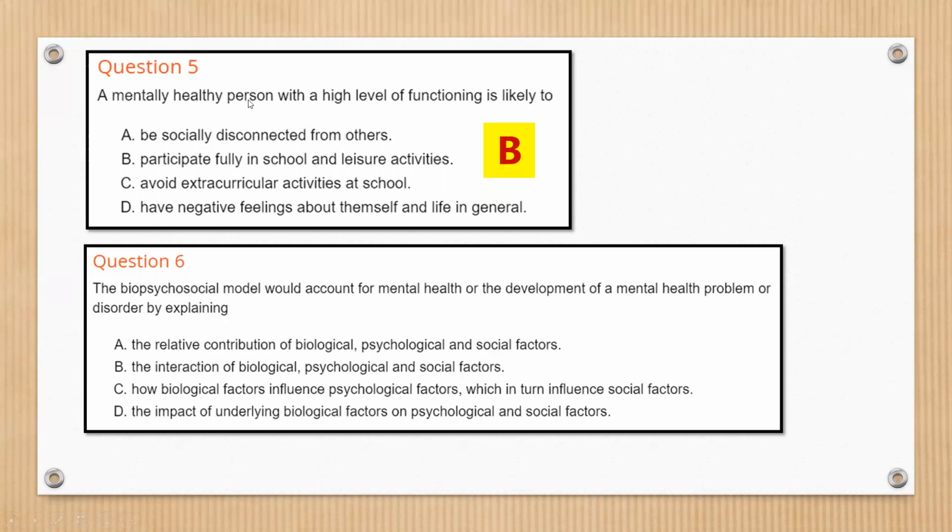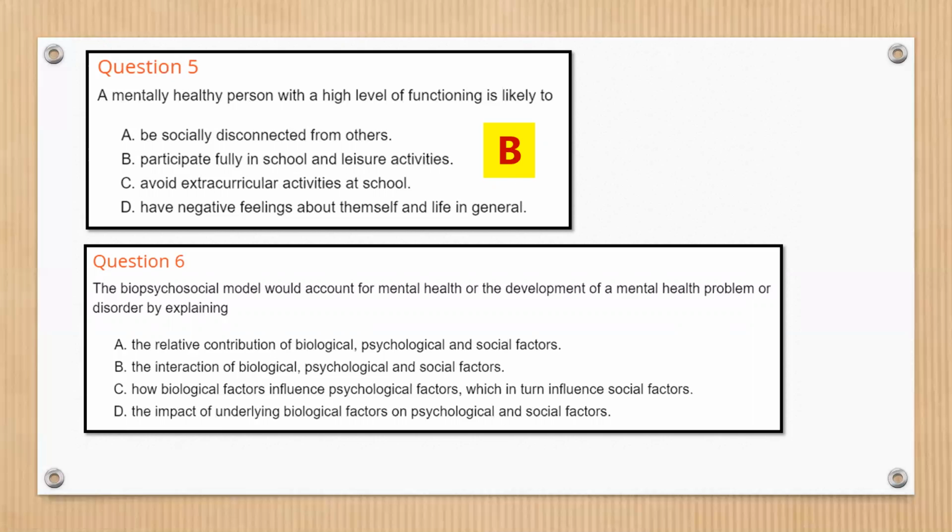Or even some sports team, anything like that. Like they do things outside of school. And at the same time, they also participate fully in school activities as well. Okay, so whether it's leisure or school, they're pretty active participants. So that's why the best answer is B.